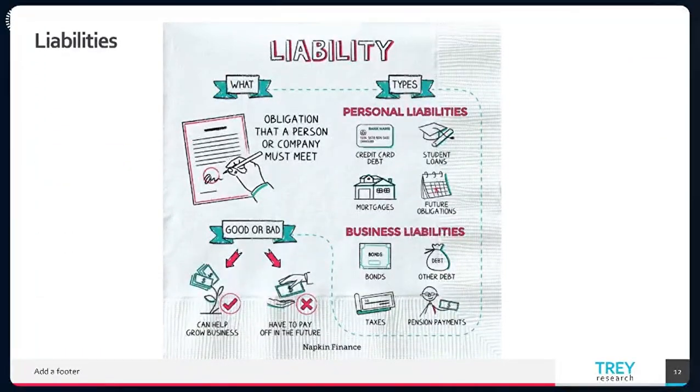Liabilities. Teacher, what is a liability? A liability is an obligation that a person or a company must meet. They must pay and be responsible for. You have personal liabilities or you have business liabilities. Personal could be a credit card debt, a student loan, mortgages, or future obligations. Business liabilities could be bonds, other debts, taxes, or perhaps pension payments.